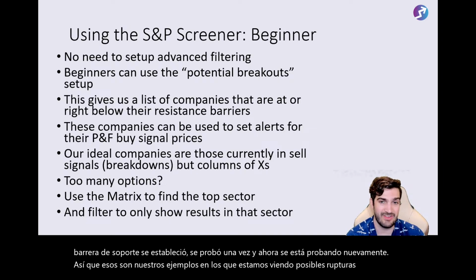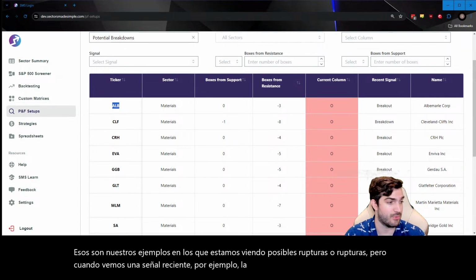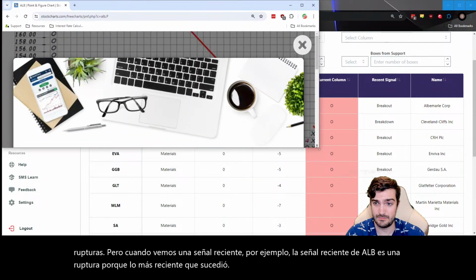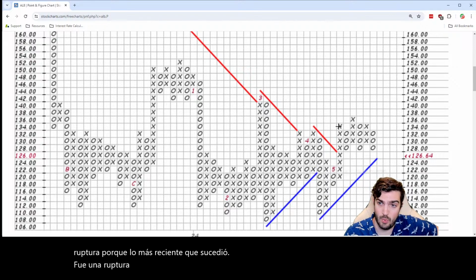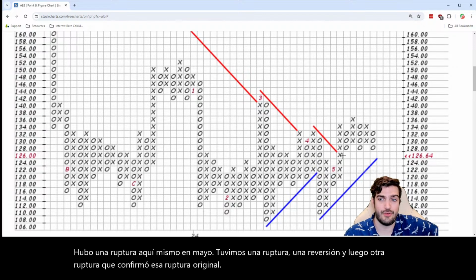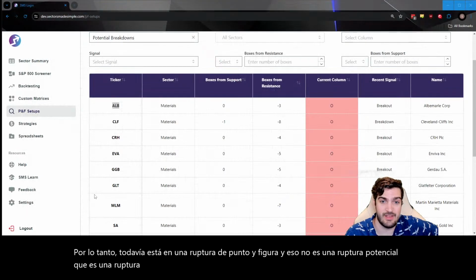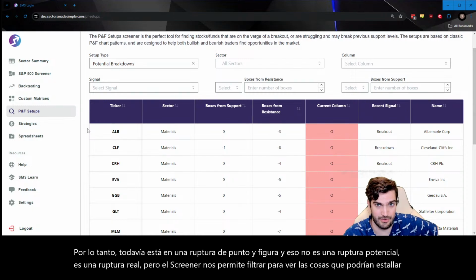But when we see recent signal, for example, the recent signal for ALB is a breakout because the most recent thing that happened was a breakout. Right here in May, we had one breakout, a reversal, and then another breakout confirming that original breakout. So it is still on a point and figure breakout, and that is not a potential breakout, that is an actual breakout. But the screener is allowing us to filter to see things that might break out because they're getting very, very close to doing so.